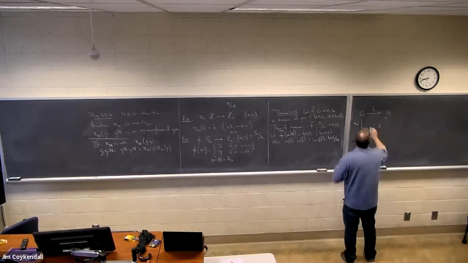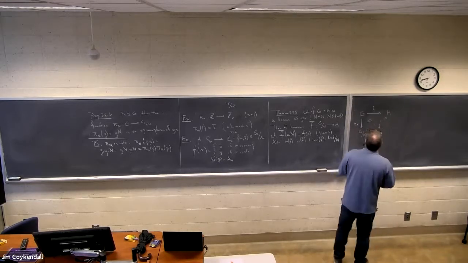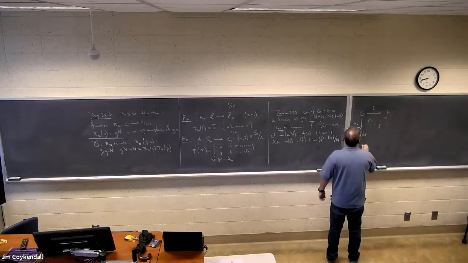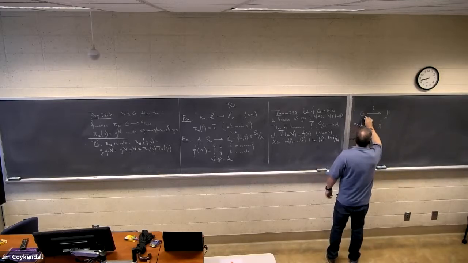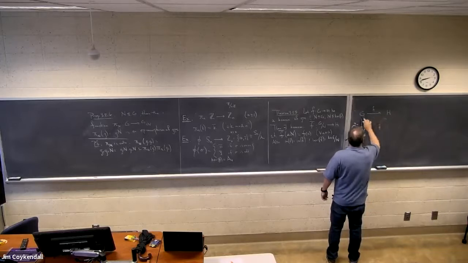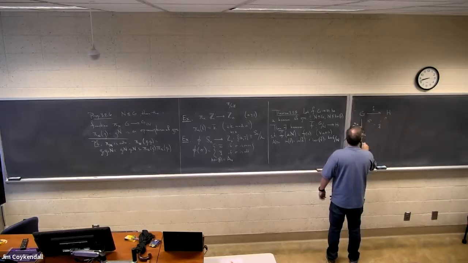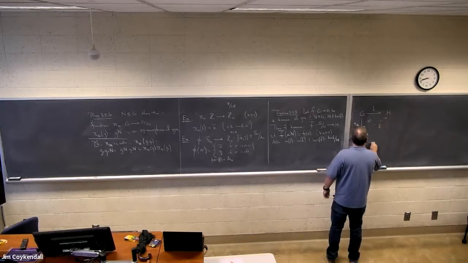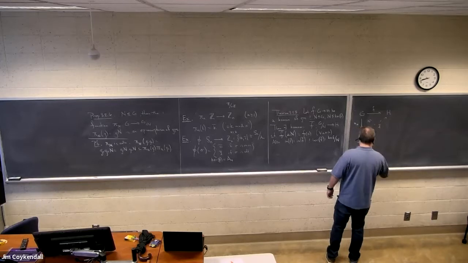Such that this symbol means the diagram commutes. That is, if I start at G and go to H doing F, that's the same thing as going here and here. So doing pi N and then doing F bar is the same thing as doing F.